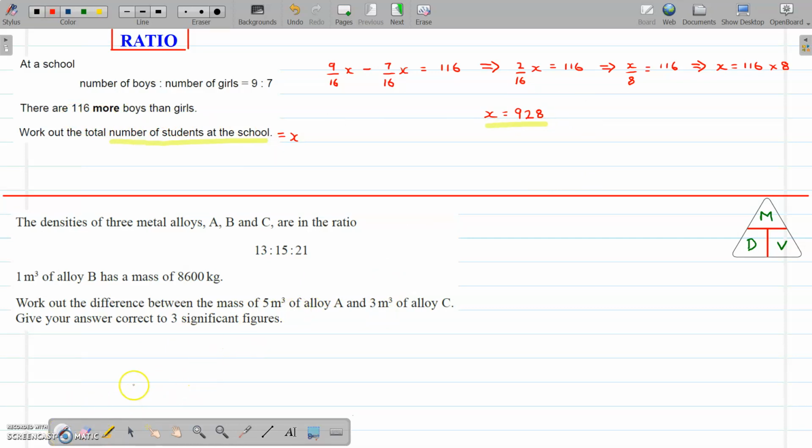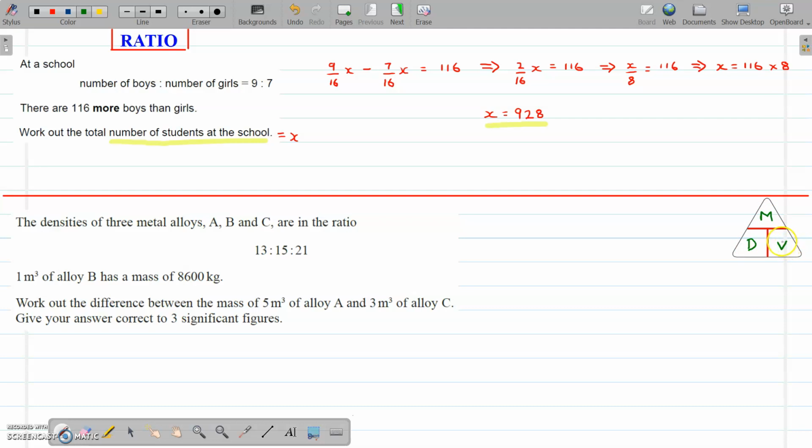Next question. We are now dealing with quite a difficult problem on the face of it. The densities of three metals A, B and C are in that ratio. Now, I've drawn this over here earlier to show you the relationship between density, mass and volume. Density is mass divided by volume.